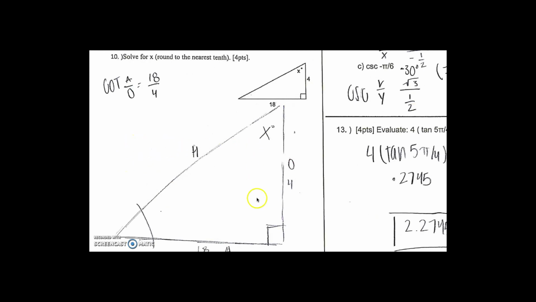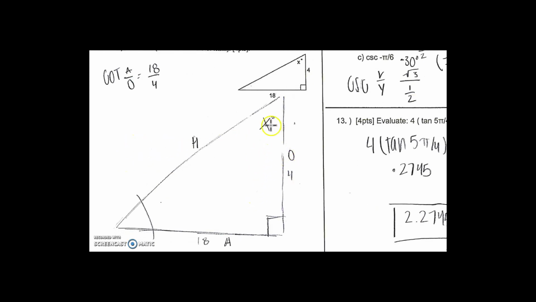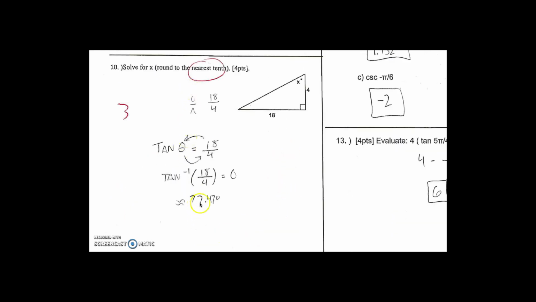The student here does not know how to label the triangle because we can see that from the x. They call this the adjacent side, which is incorrect. Hypotenuse is correct. This one should be the opposite, and this one should be the adjacent. Here's a rounding error. Should have been 77.5, and they should have boxed it.